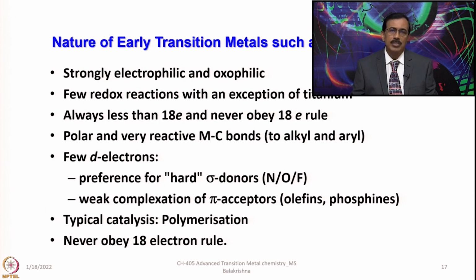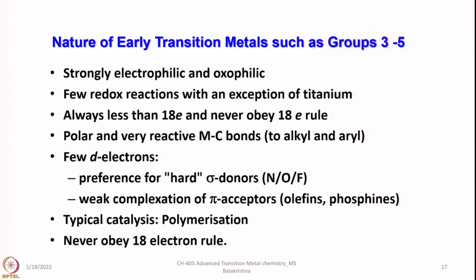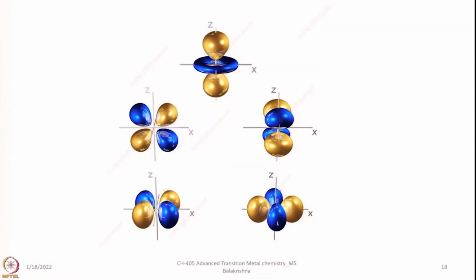Unless phosphines are strong sigma donors, early metals reluctantly form bonds with phosphines, and a typical catalytic process they promote is polymerization. One should always remember that, even with coordination number 6 and octahedral geometry, they can never obey the 18 electron rule. And as I have shown you the d orbitals and their shapes here, of course we have dz square, dxz, dyz, dx minus y square and dxy.